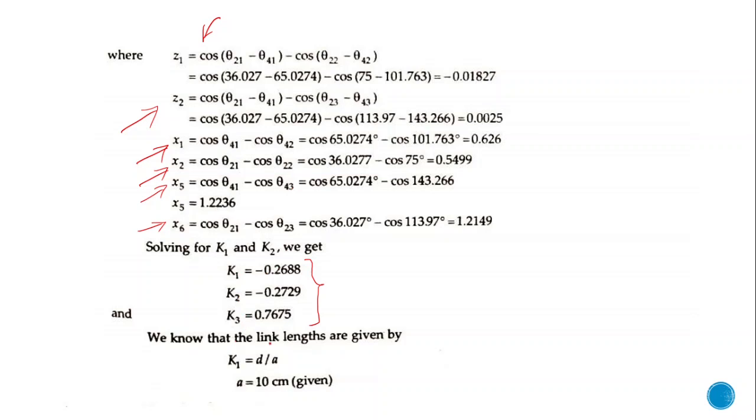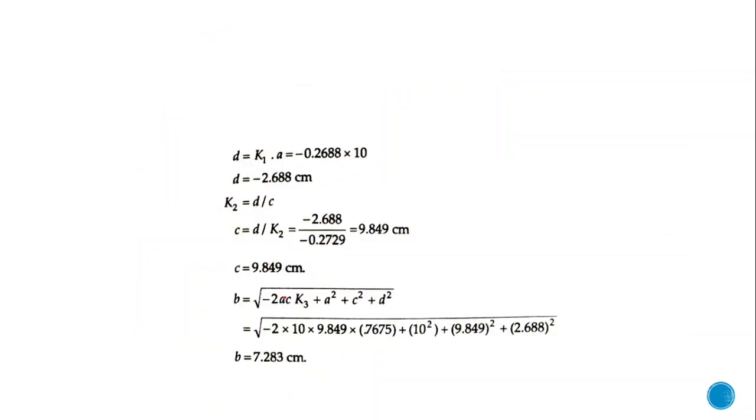Then we know that the link lengths are given by k1 is equal to d by a. Here the length of a is given as 10 centimeters. Then we can easily calculate the value of d. D is equal to k1 into a, that's equal to negative 2.688 centimeters. Then k2 is equal to d by c, and this is negative value divided by negative value, so k2 is also a negative value. Then we can calculate the value of c. C is equal to 9.849 centimeters.